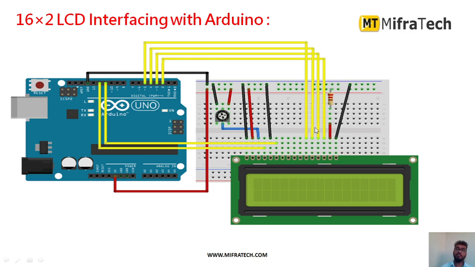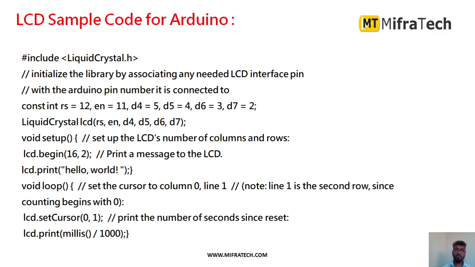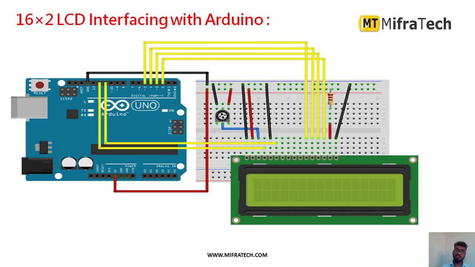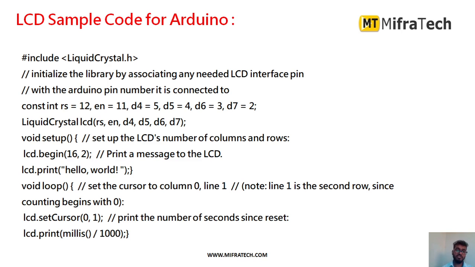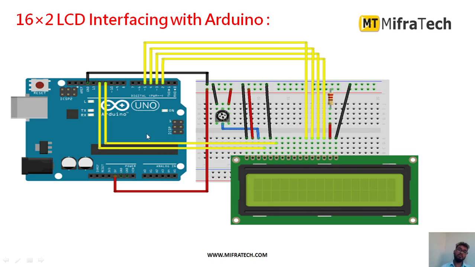After that, out of 8 data pins, we are using only 4 data pins, that is D7, D6, D5 and D4, which we connect to pin numbers 2, 3, 4, 5 of the digital pins of this Arduino Uno. In order to write the data, we have to connect read or write to ground, and enable. I have connected enable to pin number 11, and register select, in order to write whatever data we have to print, I have connected to digital pin number 12 of Arduino.